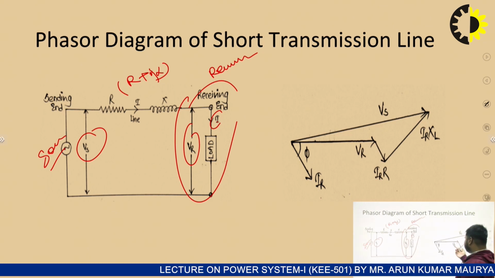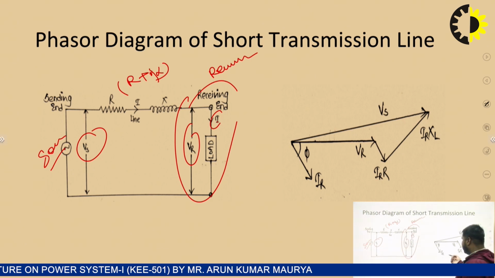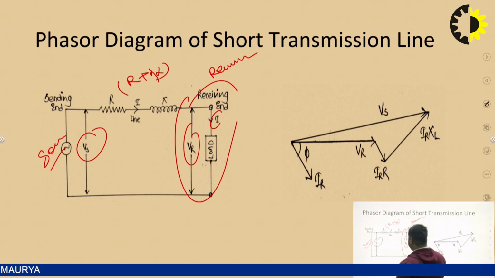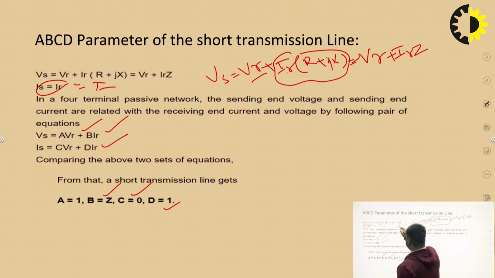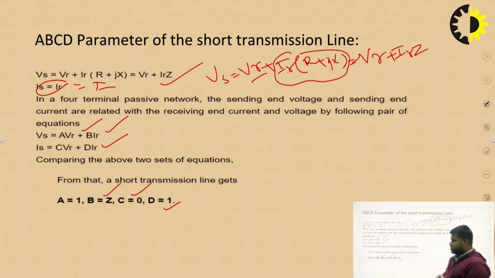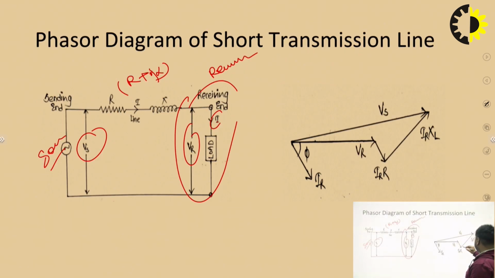VR is taken as the reference, phi is the lagging angle, so IR is here, and after that IR into R, while we see the equation, IR into XL, and the VS, the total sending end voltage VS. So this is a very simple phasor diagram of the short transmission line.